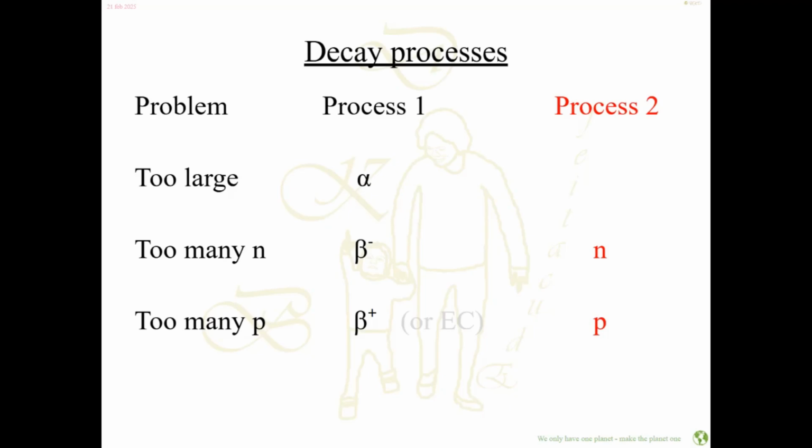And we can even go further. If it's way too large, not just a little bit too large, but much, much too large, then it will decay by spontaneous fission. The atomic nucleus will just split into many more, larger parts.